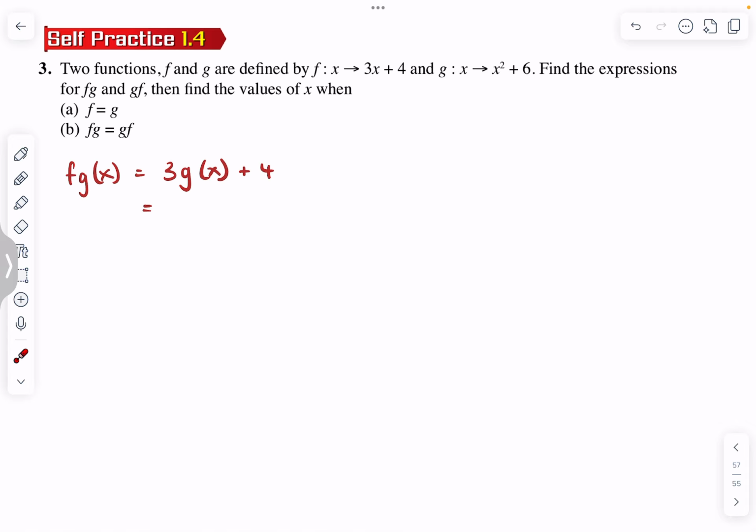So now we know g(x) is this, so we can take this and put it into the g(x). x squared plus 6. Then we expand this: 3x squared plus 18 plus 4. 18 plus 4 is 22, so the answer is 3x squared plus 22. Right.